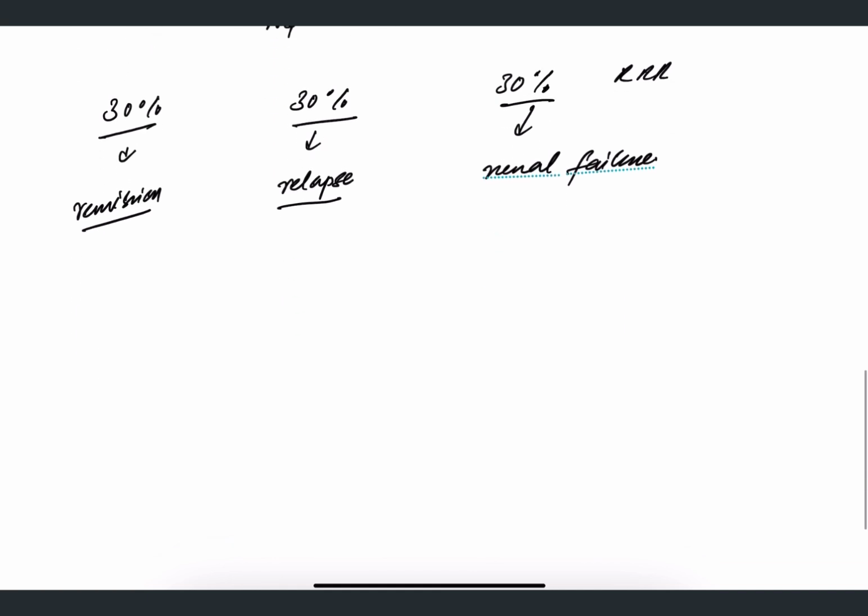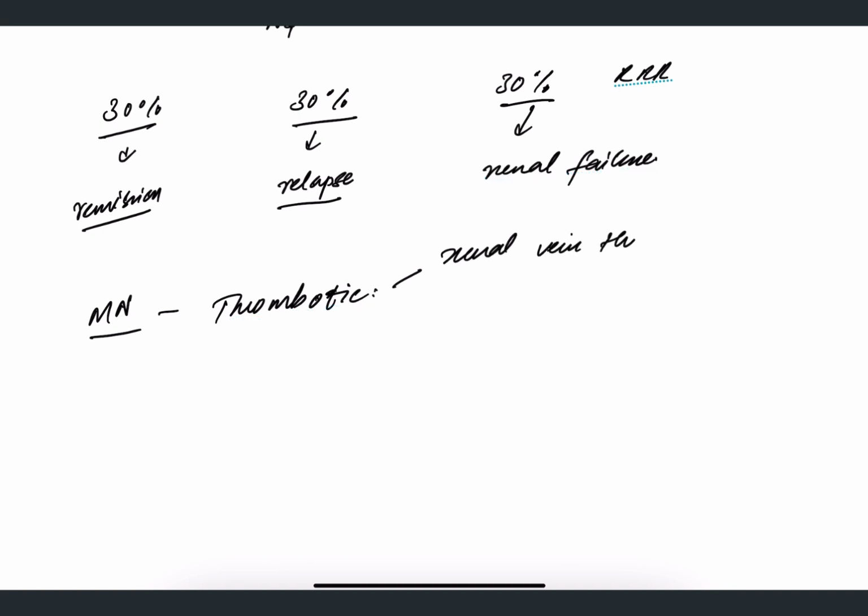We all know that thrombotic complications are a feature of all nephrotic syndromes, but MGN has the highest reported incidence of thrombotic complications. So just keep in mind it's very thrombotic for these adults. We think in terms of renal vein thrombosis, pulmonary embolism, deep vein thrombosis. These are all very common.